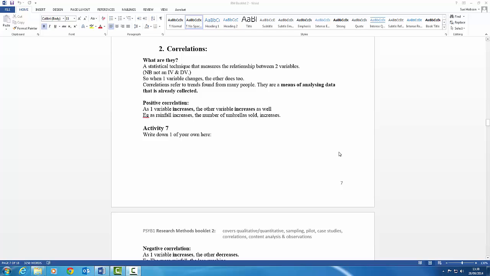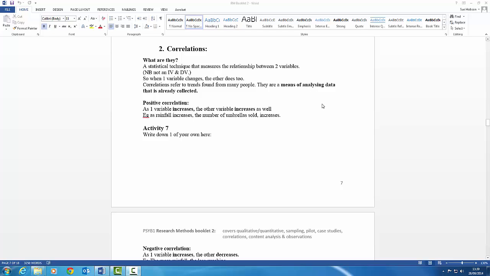So what are correlations? You need to be able to define it. It's a statistical technique that measures just the relationship between two variables. As one varies, does the other one vary as well? Note it's not an IV and a DV, they are just called variables, because here we're not manipulating an IV at all. All we're looking at is the relationship between two variables. So what are they for? Well, they look at trends from lots and lots of people. It's a measure of analysing data that's already been collected.